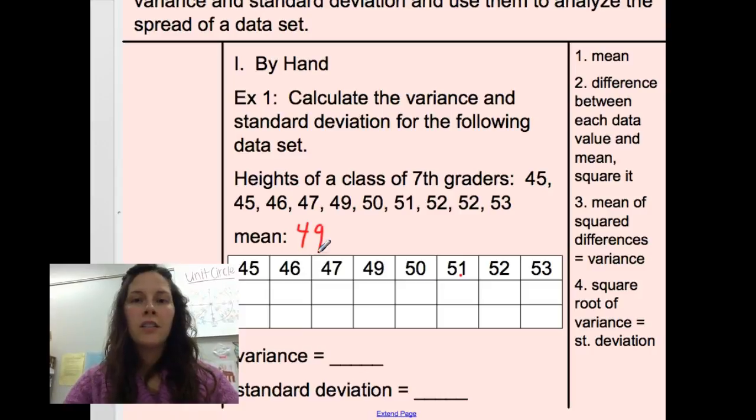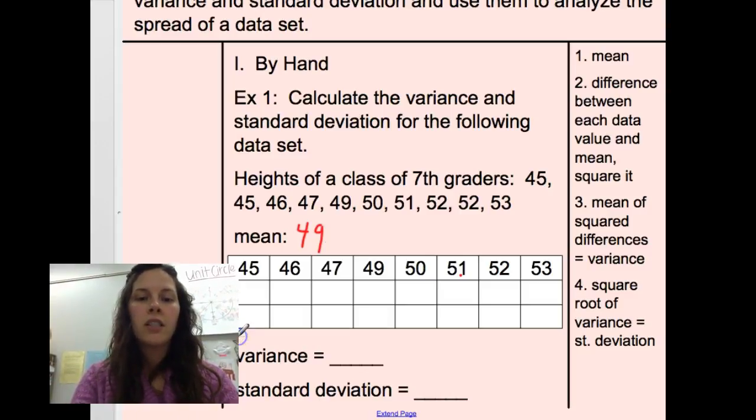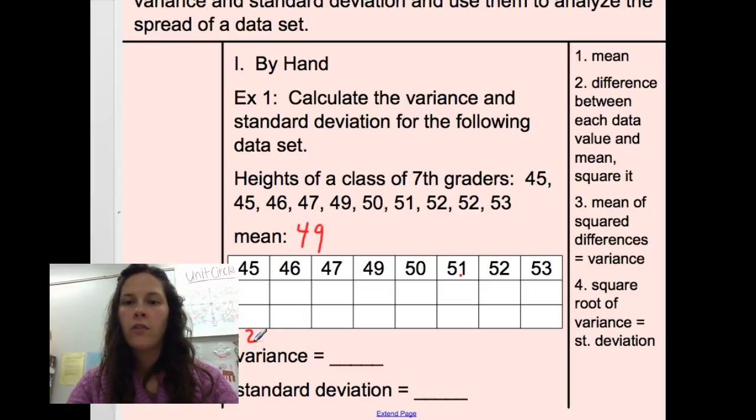Next, in this little chart here, I've got all of the data values. Notice a couple of the data values repeat, but I didn't put them in the chart twice. So I'm going to make myself a little note that I'm going to have to multiply that value by 2 because I have 2 data values of 45 and I have 2 data values of 52. So I'm going to multiply that one by 2 as well.